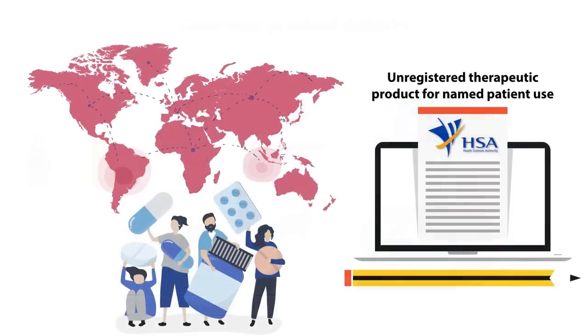What about unregistered therapeutic products? The requirements for product defect reporting apply to both registered and unregistered therapeutic products. If you are importing an unregistered therapeutic product into Singapore, you should also report to HSA if there are any defects with this unregistered product.